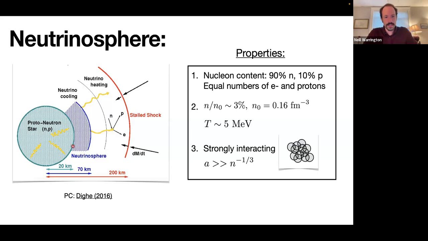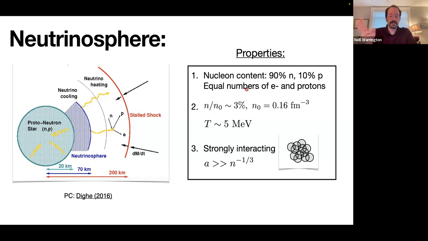So just to review, the neutrinosphere is the layer inside the center of a core collapse supernova where neutrinos begin to decouple from the dense nuclear matter that they're propagating through. Last time, I flashed some properties of the neutrinosphere to give you an idea of what this stuff is. It's basically a gas of nucleons and electrons. In the nucleon content, it's roughly 90% neutrons, 10% protons. It's neutron rich because of the electron capture process that happens as the star collapses.